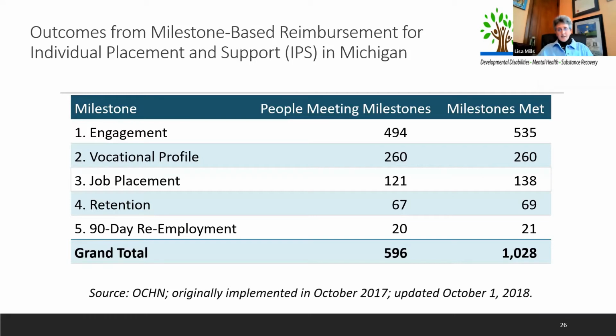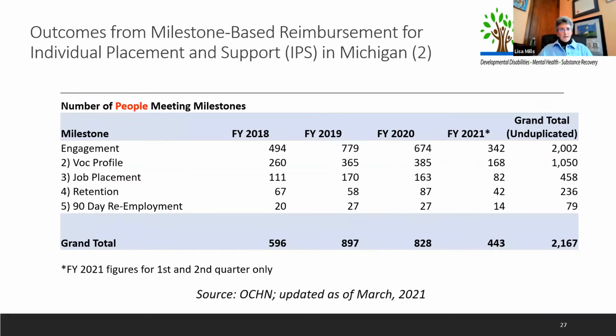So you can see nearly 600 people meeting milestones and over 1,000 milestones met and paid by Oakland. If you go to the next slide, here you see the number of people meeting milestones. The first year is the one I just showed you on the previous slide with 596 people. But you can see what happened then in subsequent years in terms of what Francisco was talking about in terms of growth of capacity of the providers to really serve people.